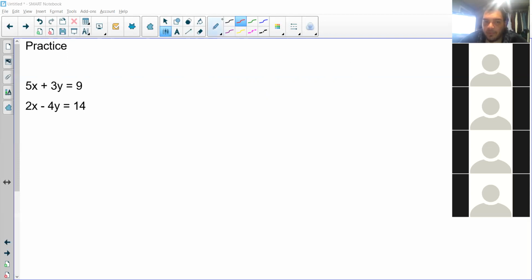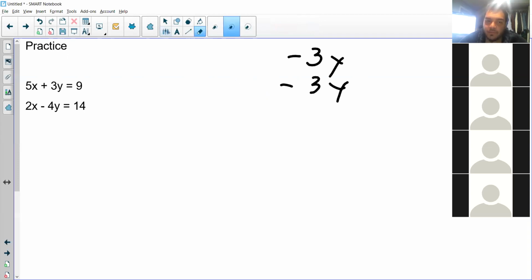Just a very quick example: if for some reason you had a -3y and a -3y, in that case I would probably add because that would cause, or I'm sorry, I would subtract because that would cause it to be 0. I just wanted to clarify that you don't always have to add. It's just whatever choice gets you to 0.